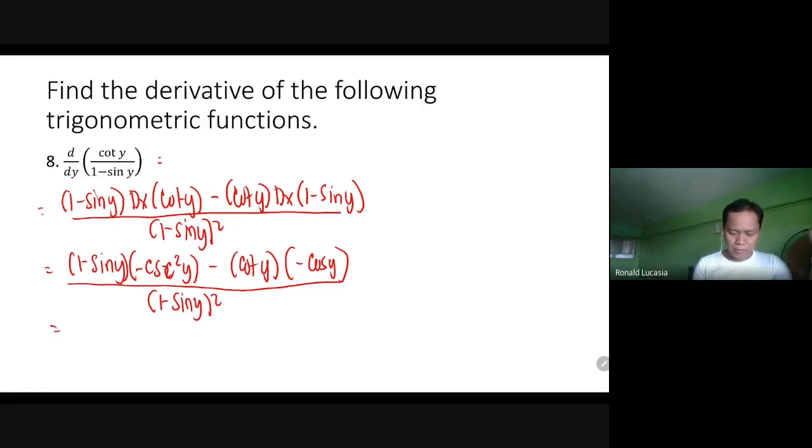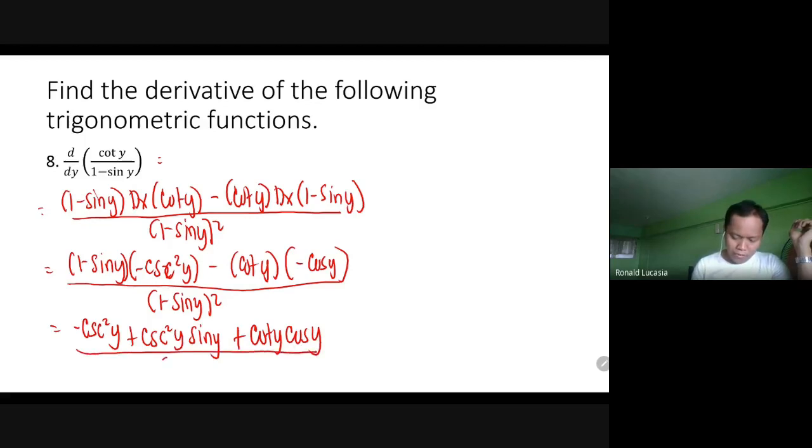Distribute natin, 1 times negative cosecant squared, that's negative cosecant squared y, plus negative sine y times negative cosecant squared y, that's positive cosecant squared y sine y. And then yung kabila, negative tapos negative, magiging positive cotangent y cosine y over 1 minus sine y. Wala na tayong masimplify dyan, kundi iyan ang sagot niya.